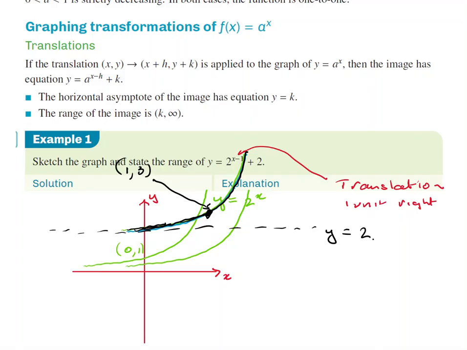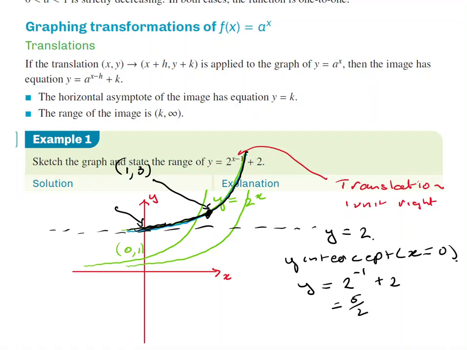And you would need to work out the y-intercept again. So if we want the y-intercept, x equals 0. So we have y equals 2 to the negative 1, because x is 0, plus 2. 2 to the negative 1 is a half, so that's 2.5, so that's 5 on 2. So this point here is (0, 5 on 2). And that should be all we would need. We've got 2 points marked in, so we've now got it defined. And that's its little graph, which is lovely.